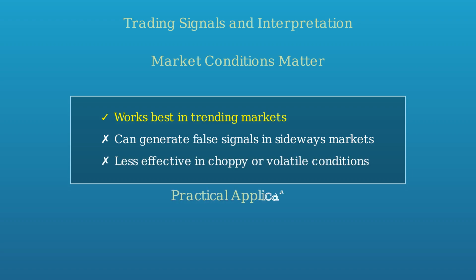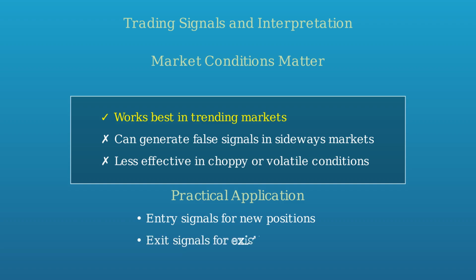Traders use these Parabolic SAR signals in several practical ways. They can be used to enter new trading positions when a clear signal occurs. They also provide clear exit points for existing positions, helping manage risk. For best results, traders often confirm Parabolic SAR signals with other technical indicators before making trading decisions.